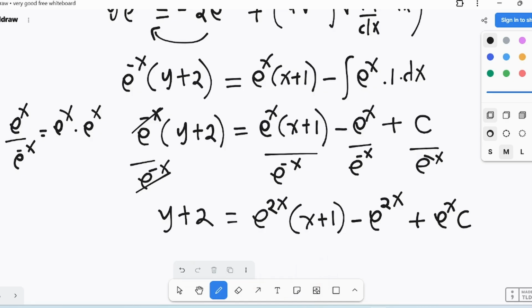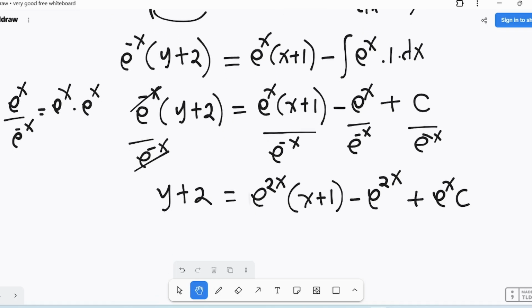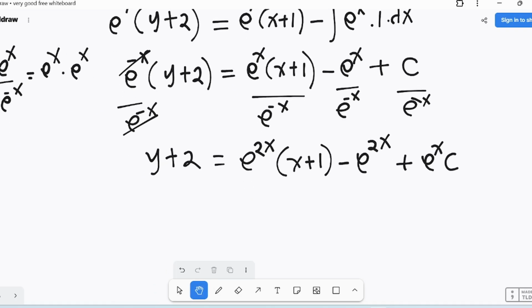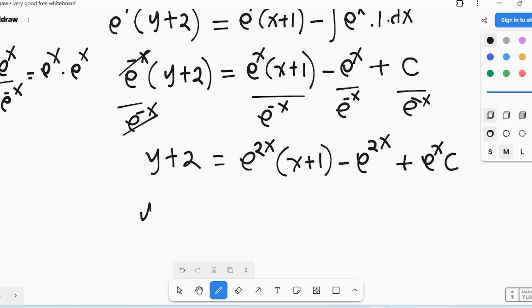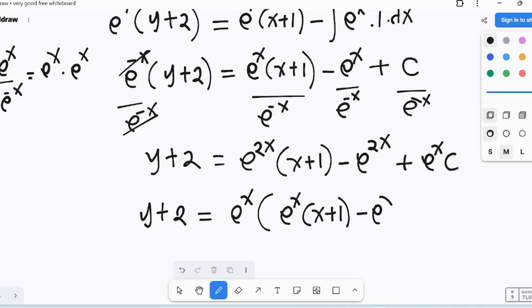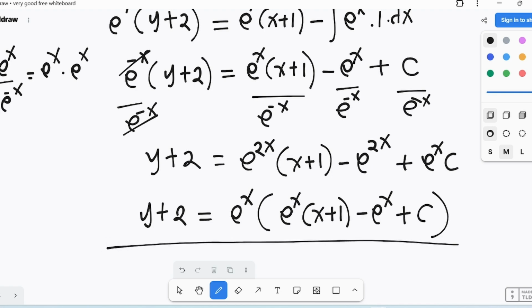So therefore we go ahead and simplify everything. Simplifying further and finalizing, we have y + 2 equal to, you can even beautify it and pull out a common factor, e^x times (e^x (x + 1) - e^x + c). As simple as that. So that is our general solution.